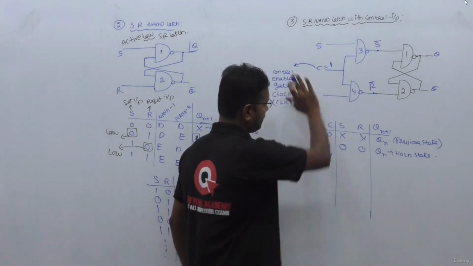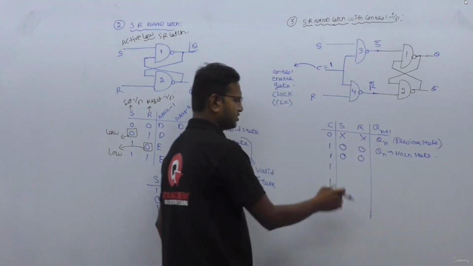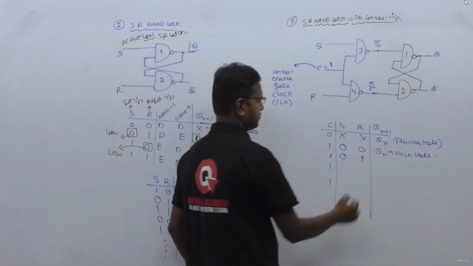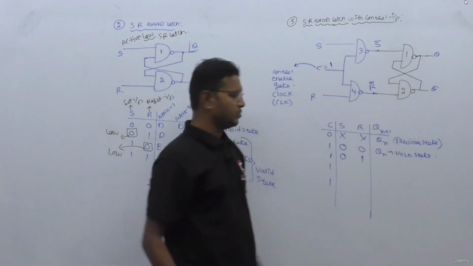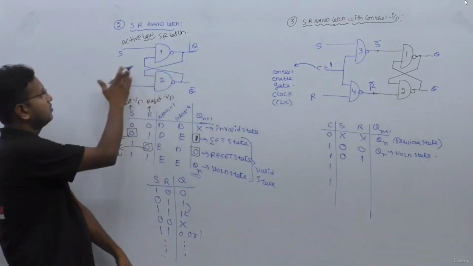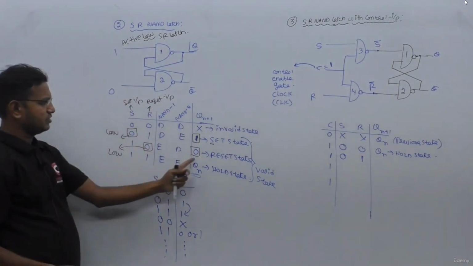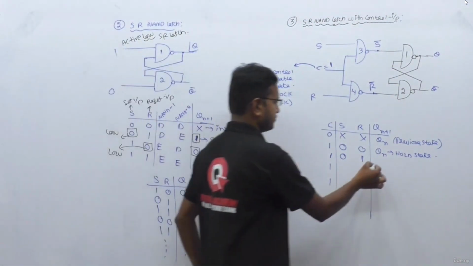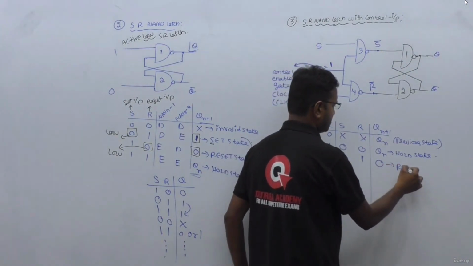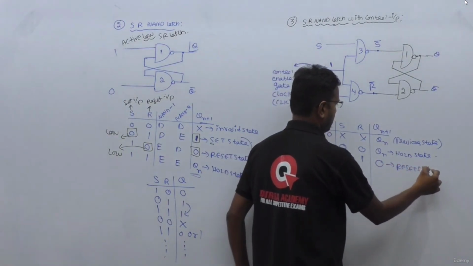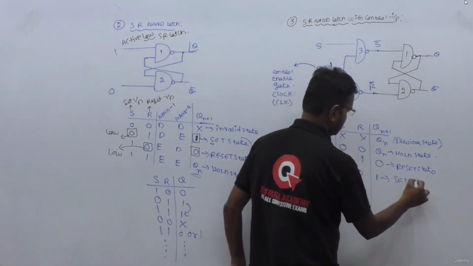Now C is equal to 1, I will fix C equal to 1, I will not change the C, and I keep on changing the S and R inputs. Next is 0, 1. If S is 0, R is 1, S bar, R bar will be 1, 0. That means if I give 1, 0 for this circuit, remember it will be reset. The circuit is entering into a reset state. Next, similarly, if it is 1, 0, it will be set.